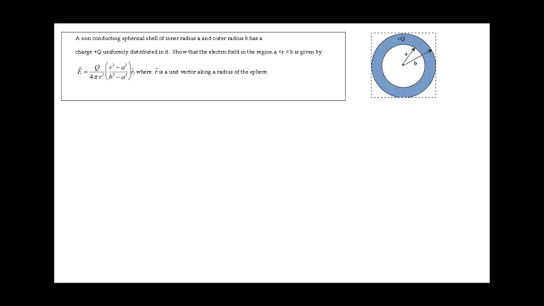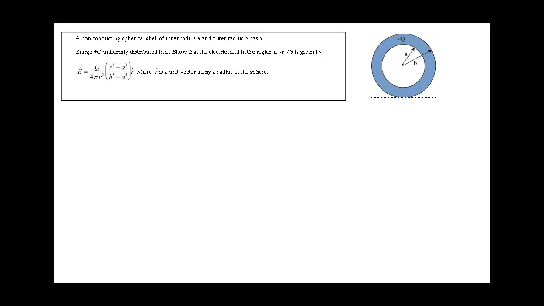I'd like to work out an example problem using Gauss's law that comes right from your homework assignment. It's one of the problems on the homework assignment, and I won't be doing the entire problem, but the most interesting part is the one I'm going to do. So here's what it says.